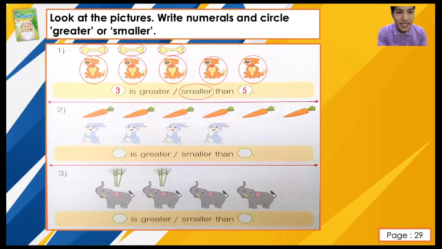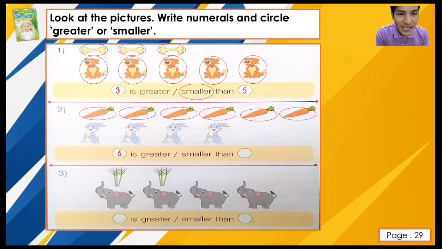Wow. Let's count the carrots first. 1, 2, 3, 4, 5, 6. There are 6 carrots. So you will write 6 in the first box.